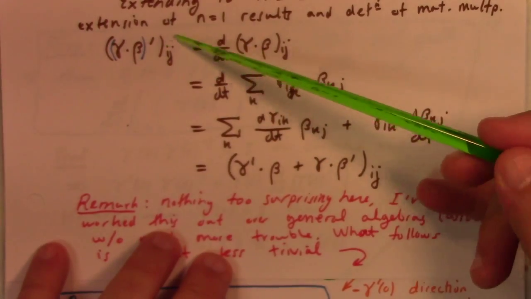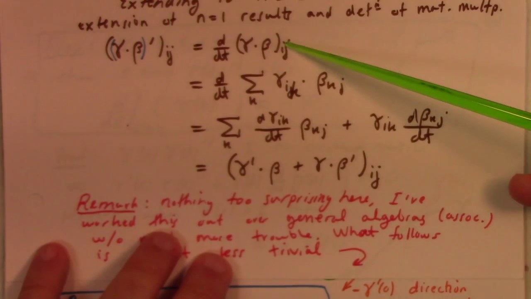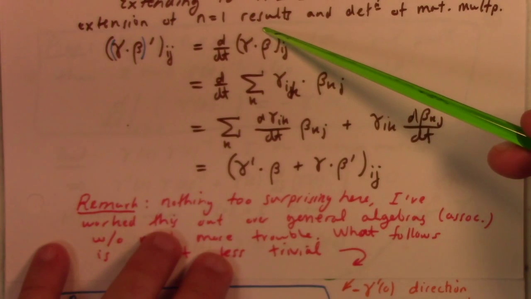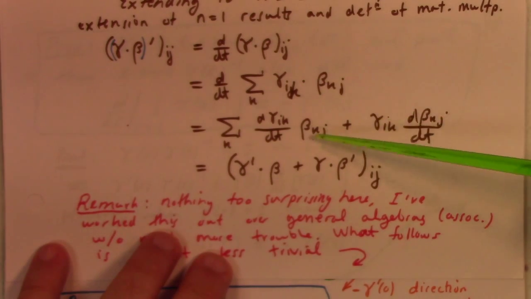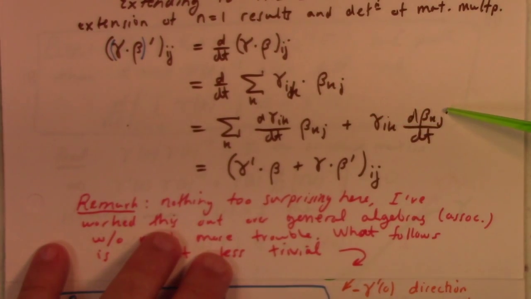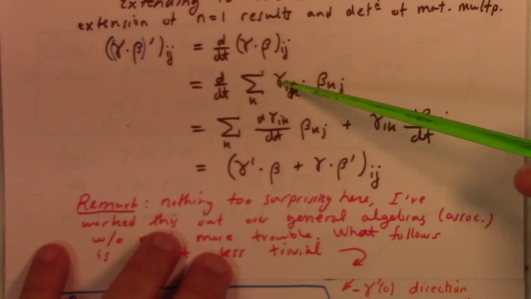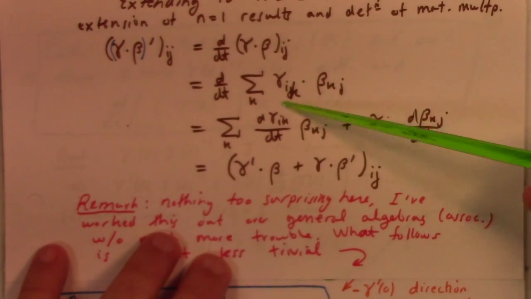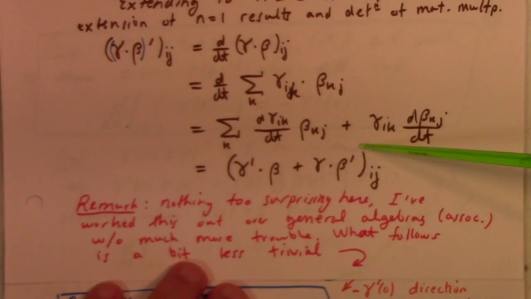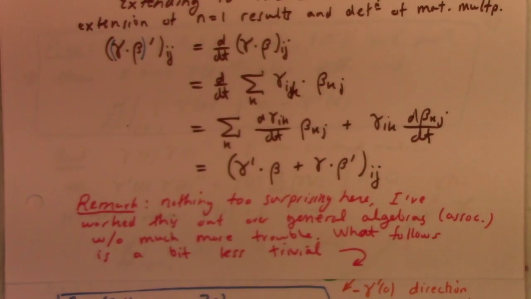so the derivative of the product, the ijth element, is the ijth element differentiated. But then this is either a real product, a complex product, or a quaternionic product. The point is, whichever one it is, we have linearity, we have additivity, and we have the product rule for each component product. This is just a real multiplication, a complex multiplication, or a quaternionic multiplication, all of which satisfy this rule. And then working backwards, we get this matrix sum and product. Nothing too surprising here. In fact, I've worked this out over general associative algebras without much more trouble. Yeah, that's true.